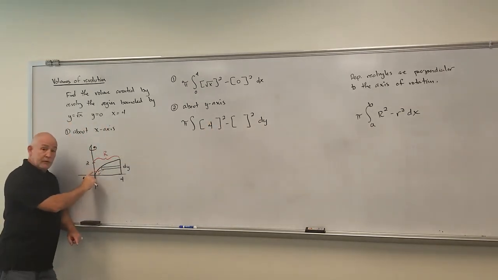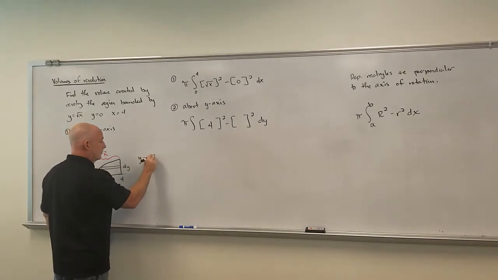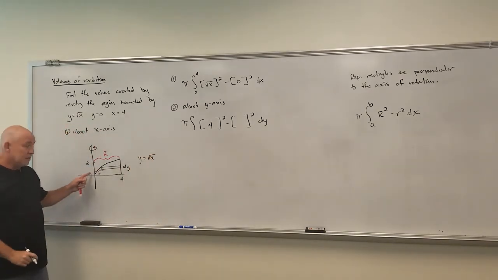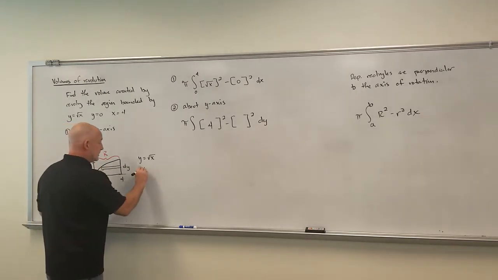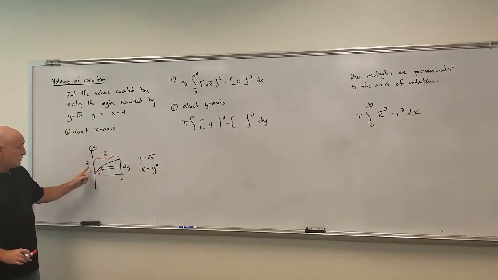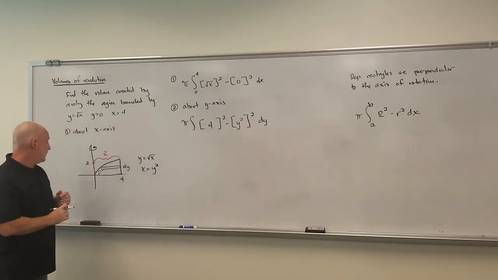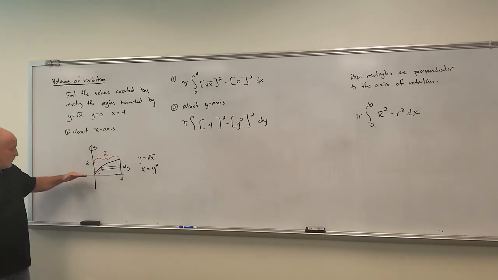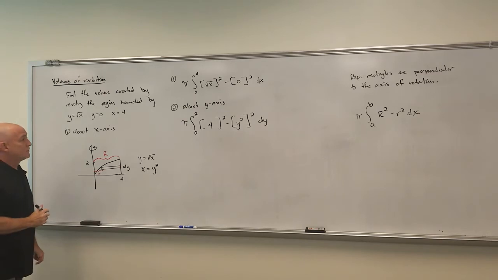Little r is the distance from the axis of rotation over here to the curve itself. Now remember, this curve is y equals the square root of x. But here we need to know what x equals because we're measuring in the x direction. So from this, x is equal to y squared. So the distance from here would just be y squared. Okay, so what does y run from in this bounded region? y runs from 0 to 2. There we go.